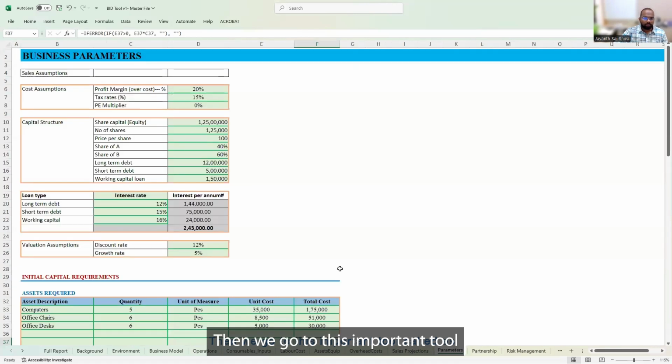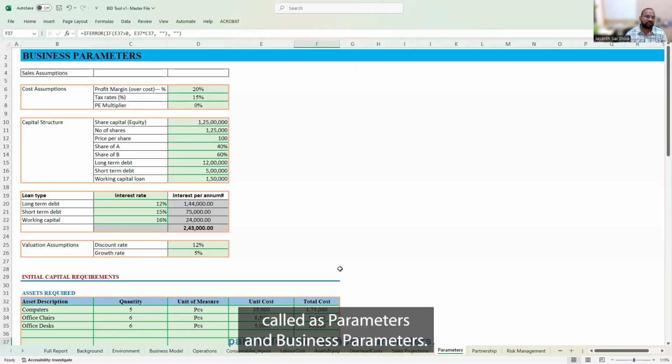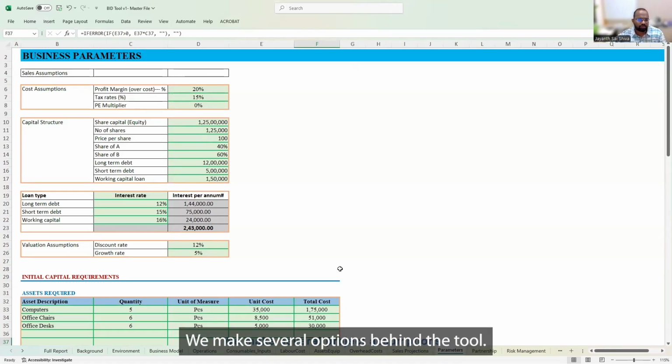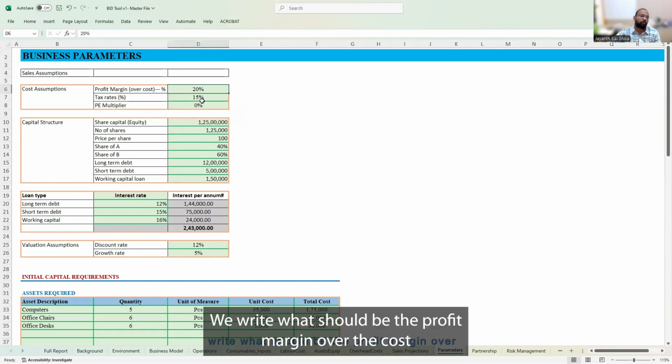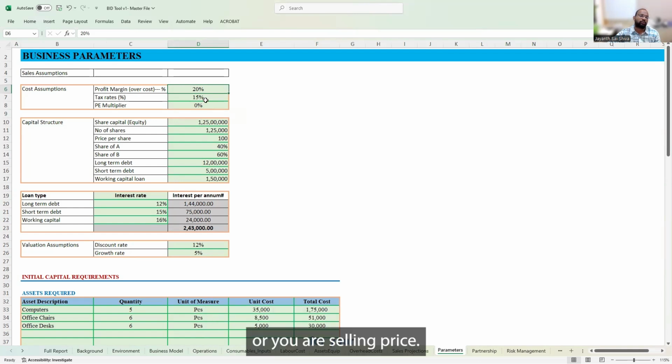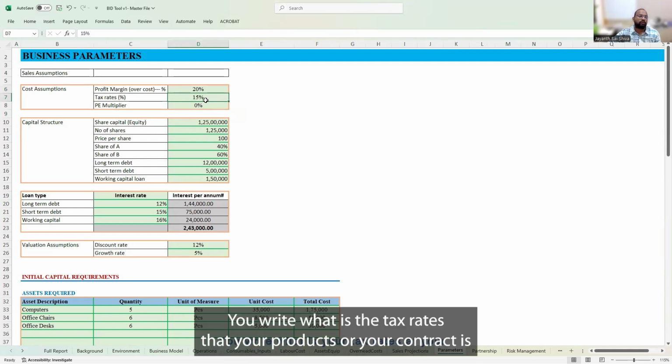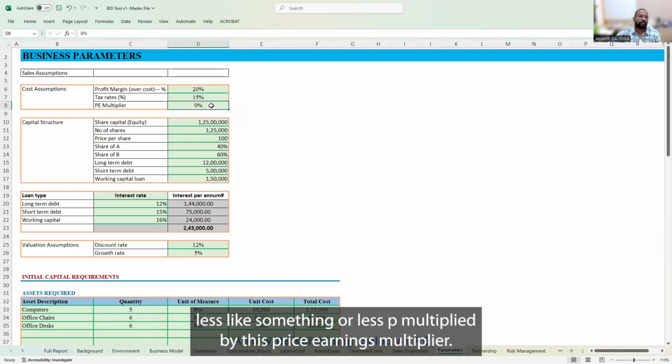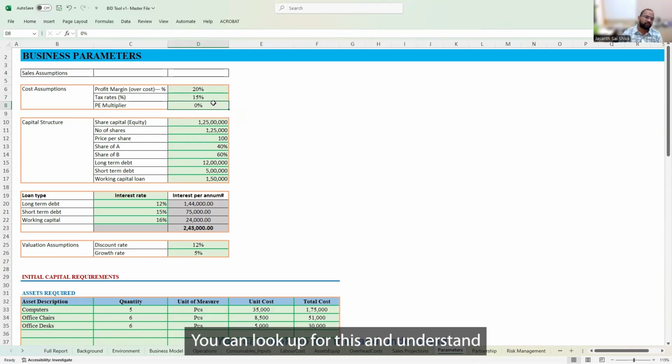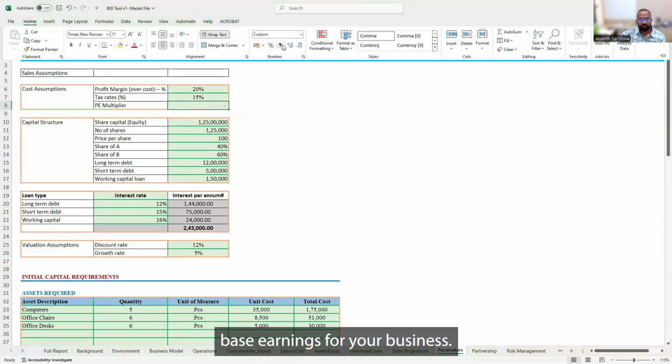Then we go to this important tool called parameters. In business parameters, we make several crucial assumptions behind the bid tool. We write what the profit margin over the cost should be for your selling price. You write the tax rates that your products or your country face. You also write something called the PE multiplier, that is the price earnings multiplier. You can look this up and understand what could be the relevant PE for your business. So it's very important to note it down.